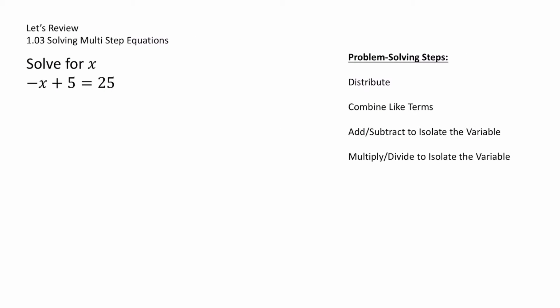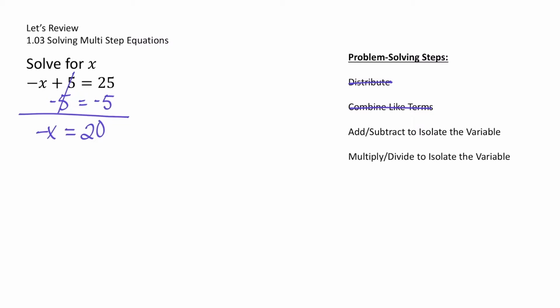So let's try solving this problem. We have negative x plus 5 equals 25. There's nothing to distribute. We don't have like terms. So let's start off by subtracting 5 from both sides. So when we subtract 5 from both sides, on the left we have negative x, plus 5 and minus 5 cancel, and that equals 25 minus 5, which is 20.